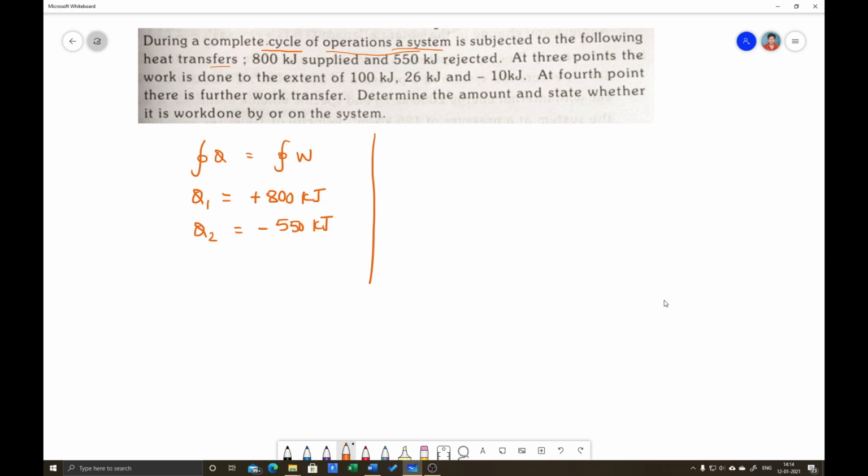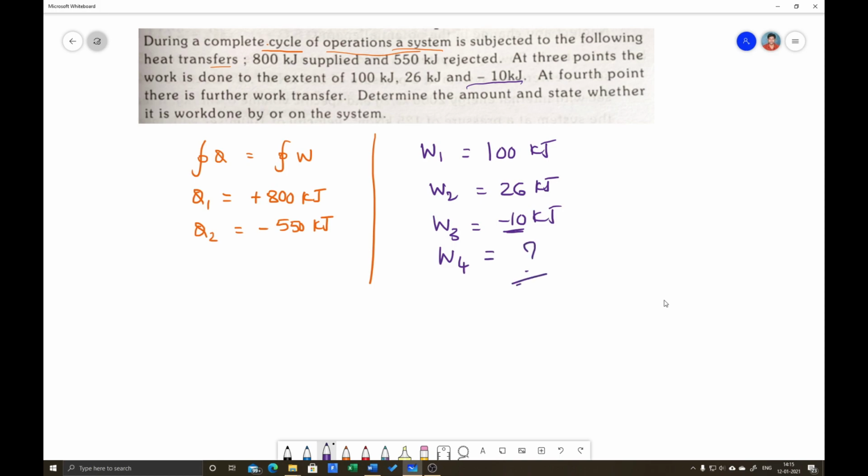At 3 points, the work is done to the extent of W1 is 100 kilojoules, W2 is 26 kilojoules, and finally W3 is minus 10 kilojoules. Minus 10 means work done is on the system. That is why minus is given. At the 4th point, there is further work transfer W4, which we don't know. Determine the amount and state whether work is done by or on the system.